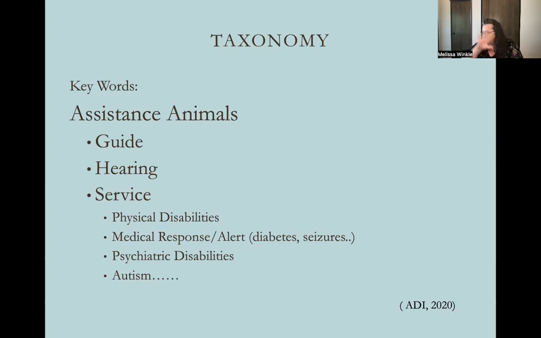So assistance animals are something completely different. You can have a guide dog who is trained for visual impairments or those who are blind, a hearing dog for those who are hearing impaired or are completely deaf. And then there are service animals that, by definition, work for individuals doing a lot of other kinds of things other than guide and hearing. So the person may have a physical disability. The dog may provide some sort of medical response or alert, such as for diabetes or seizures. There can be some psychiatric disabilities, but again, we've got to make sure that we are not confusing this with emotional support animals. And we'll get into this a little bit more in another slide. And then, also for autism.